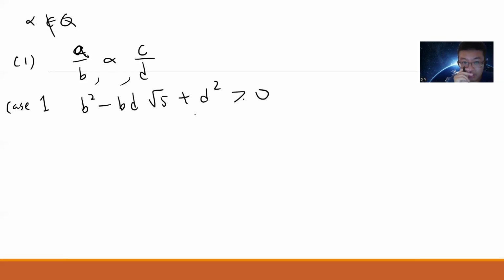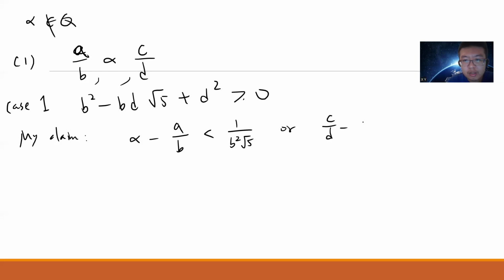Okay. Then what? My claim is that |α − a/b| < 1/(b²√5), or |c/d − α| < 1/(d²√5). Basically, I want to say that one of these must be true. Okay, why is this true?